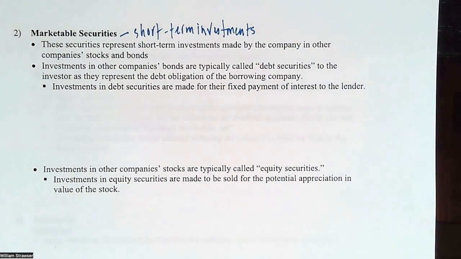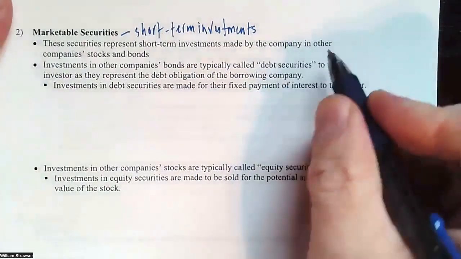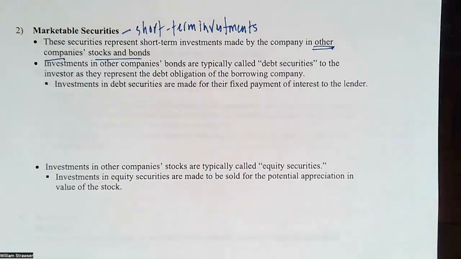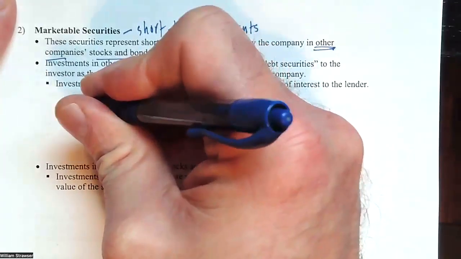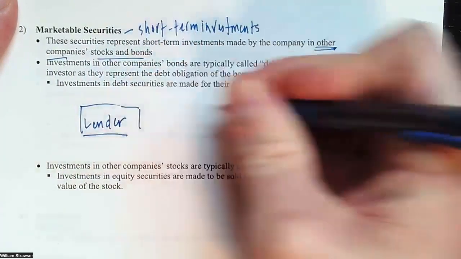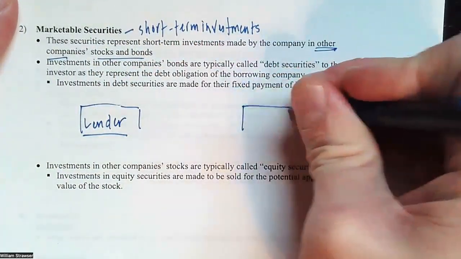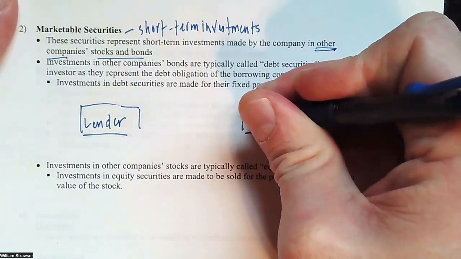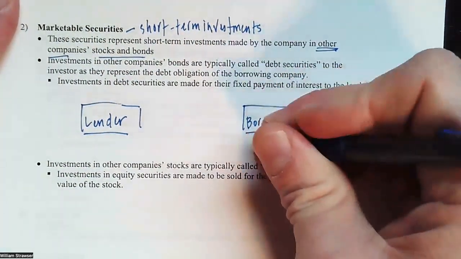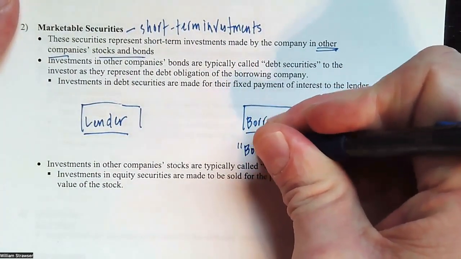Typically, it's me investing money in other companies' stocks and bonds. So we can invest in other companies' debt, right? So if I am a lender, and over here, the borrower. When the borrower borrows money, we call it bonds payable.